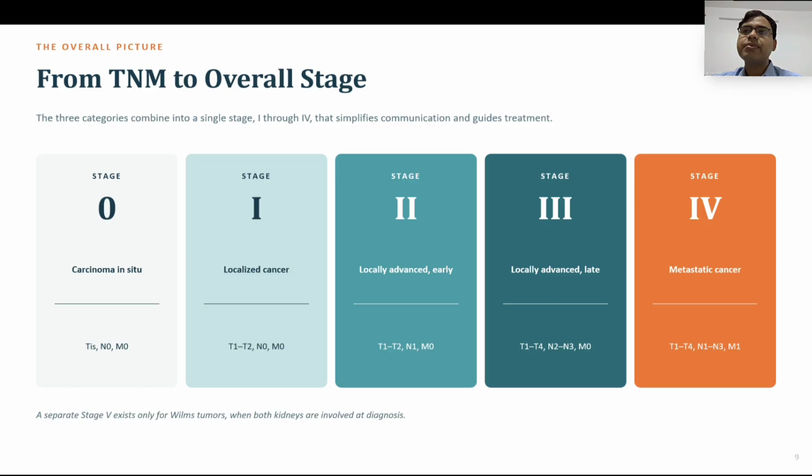So that is why you must understand not only the stage and the grade, but you must understand this entire TNM. This is the best overall picture which you must keep in mind. Next slide, please.